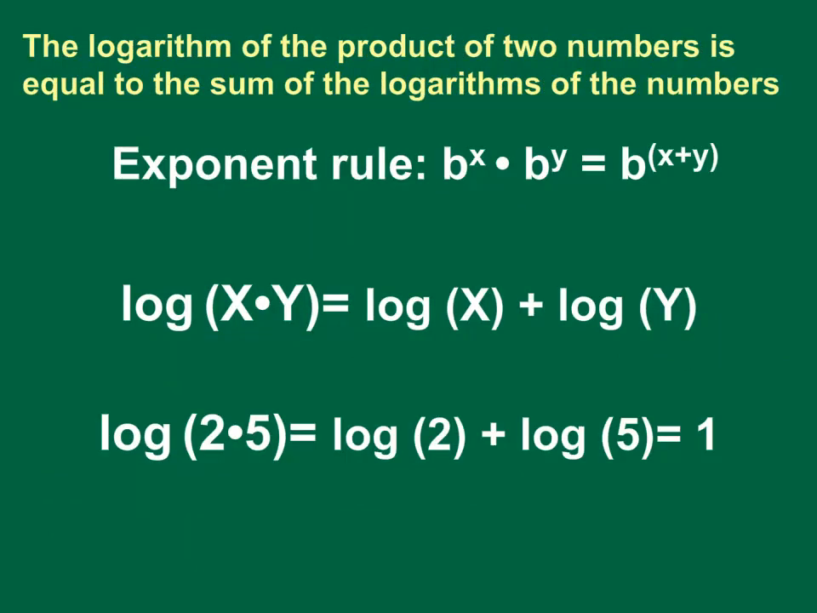The logarithm of the product of two numbers is equal to the sum of the logarithms of the numbers. First, we see the exponent rule. If you multiply a number with different exponents, the results are the same as if you added the exponents. Similarly, if you take the logarithm of the product of two numbers, this is equivalent to adding the logarithms of each number.